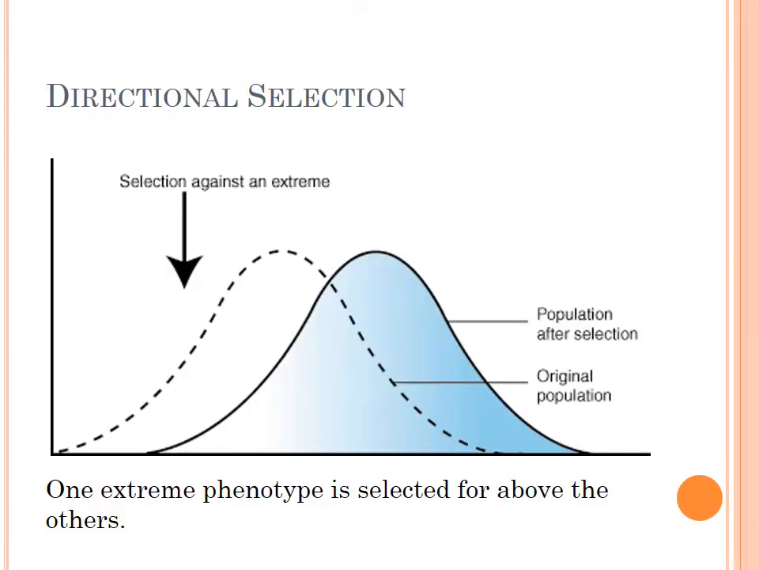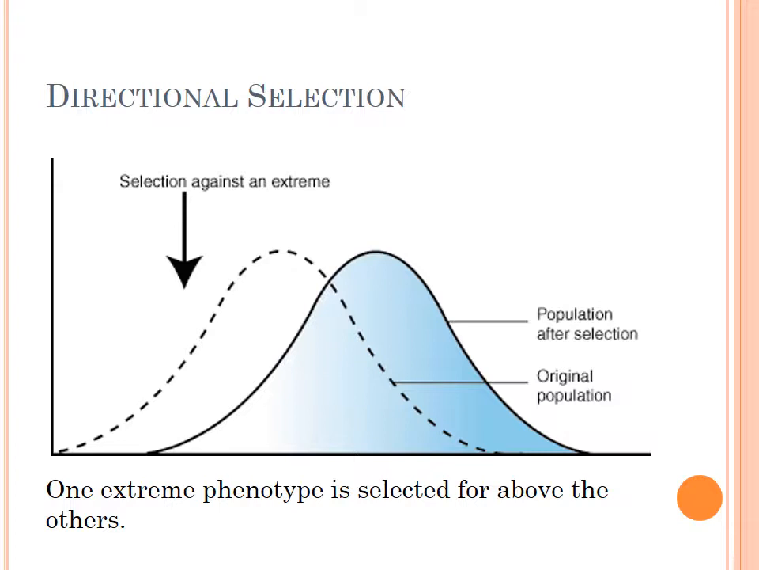So, natural selection. We've been talking about different types of natural selection for a while now. Now we're going to look at the actual impact of those selection events. One type of selection is what's called directional selection. Go figure. It means going in a certain direction. It's where one extreme phenotype is selected for and the other ones are selected against.